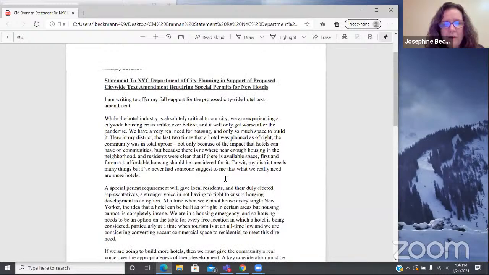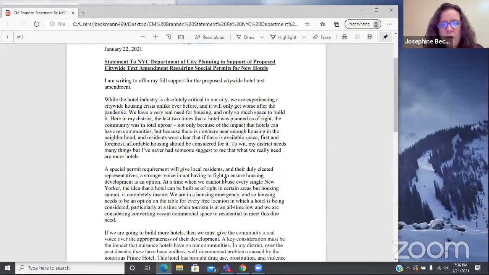One of the main paragraphs here is that while the hotel industry is critical to our city, we are experiencing a citywide housing crisis unlike ever before, and it'll only get worse after the pandemic. We have a very real need for housing and only so much space to build. Here in my district, the last 2 times that a hotel was planned as of right, the community was in a total uproar, not only because of the impact that hotels can have on communities, but because there's nowhere near enough housing in the neighborhood. And residents were clear that if there is available space, first and foremost, affordable housing should be considered.